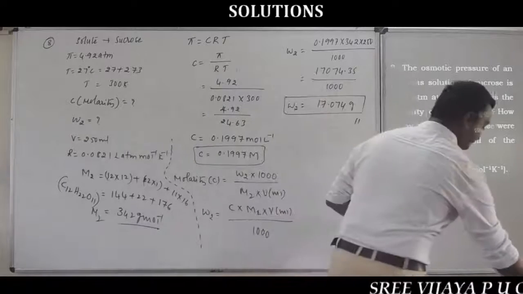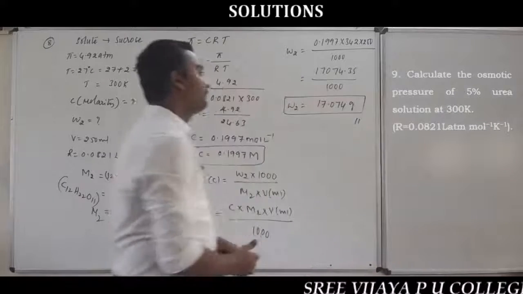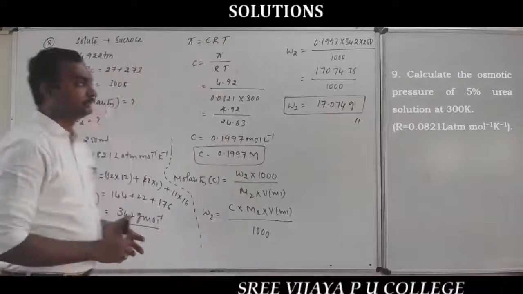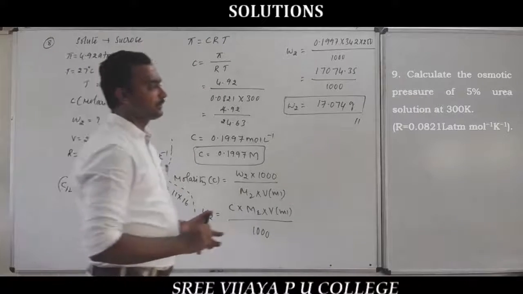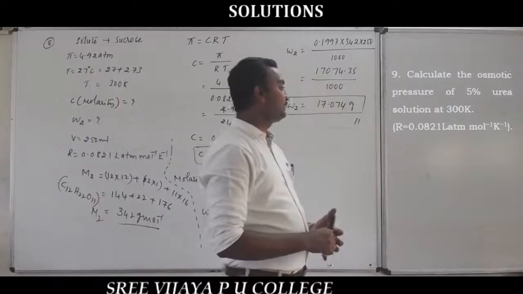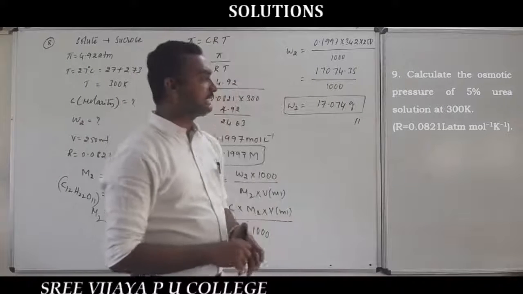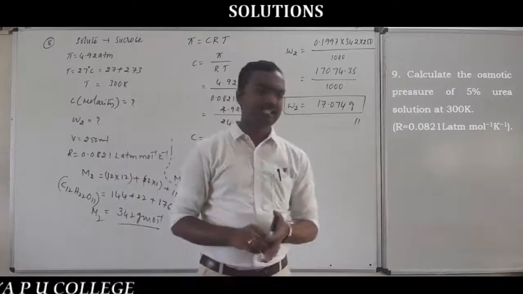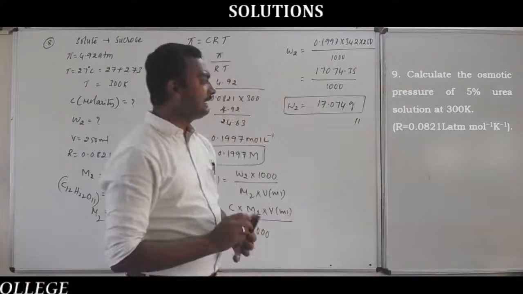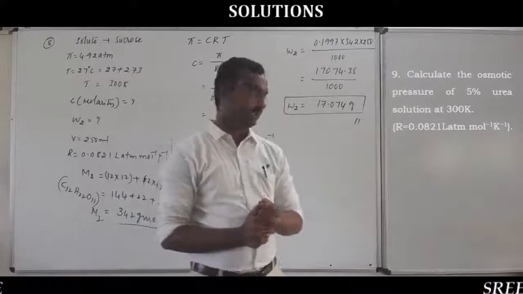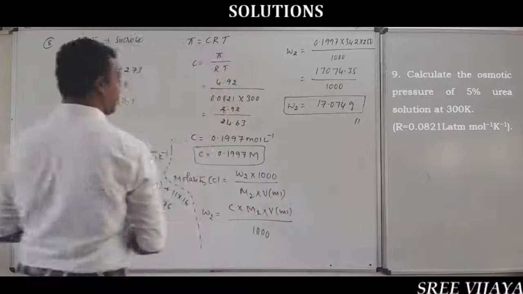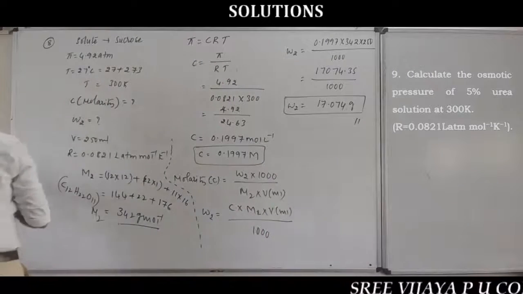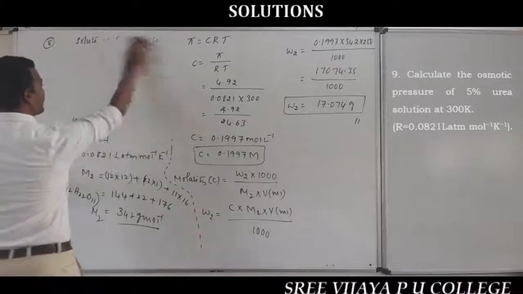Next, problem number 9. Calculate the osmotic pressure of 5% urea solution at 300 Kelvin. This is also a direct problem. The R value is given, 0.0821 liter atmosphere per mole per Kelvin. 5% urea solution. So you do the osmotic pressure calculation only.